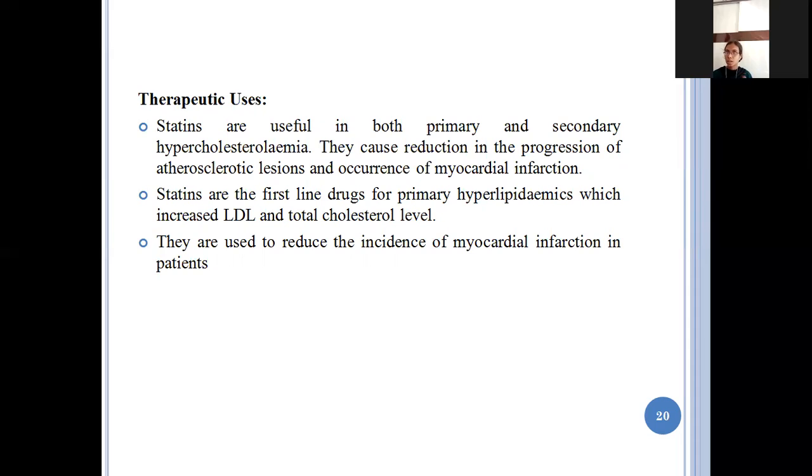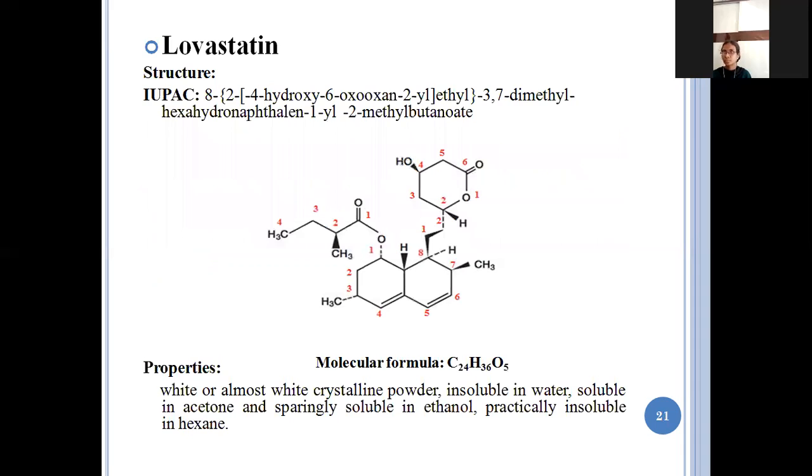So these are the first line drugs which are primarily used for hyperlipidemia, which increases the LDL and total cholesterol level. So these drugs are mainly used to reduce the cholesterol level in the body and also reduce the incidence of myocardial infarction in patients. This drug is lovastatin.